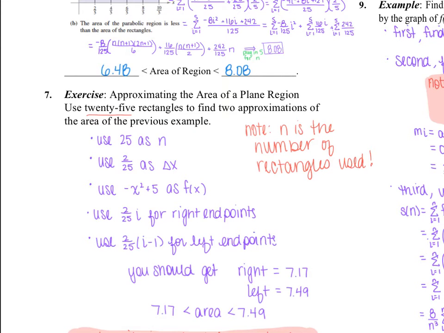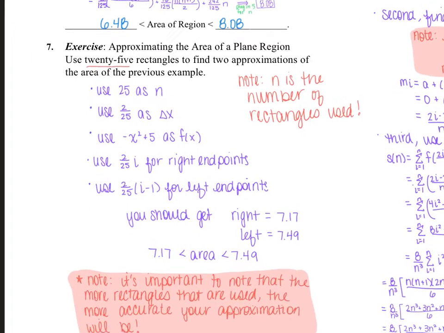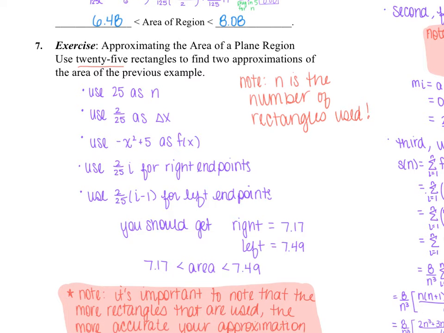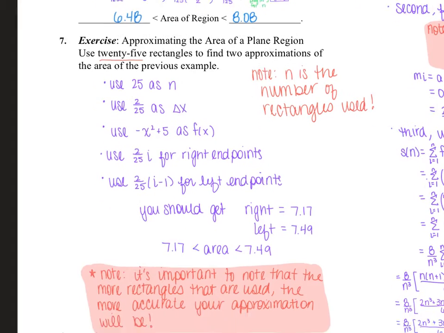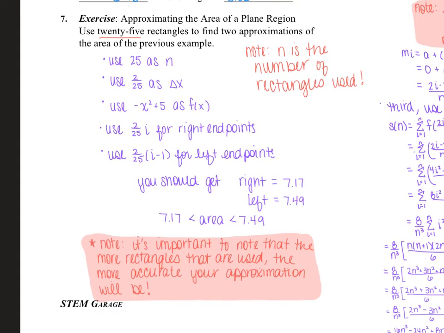Following the same steps, you would get 7.17 and 7.49, like for part A and part B of the previous example. So you can see that by increasing that value of n, we made that range much smaller, right? It went from 6.48 to 8.08. Now it's 7.17 to 7.49. So we narrowed that down. We got so much more accurate, and it gives us a better representation of the area. So there's our note again. I've said it many times, just so that you can write it down. It's important to remember that the more rectangles you have, the more accurate your answer will be.